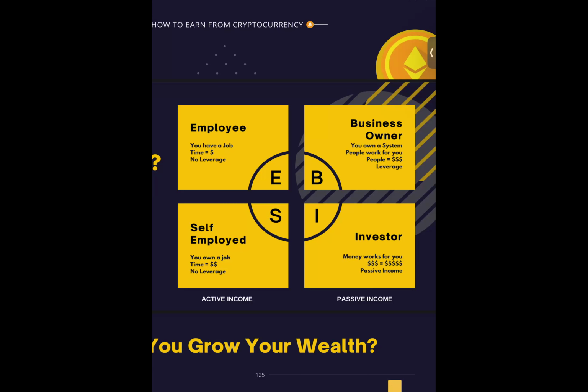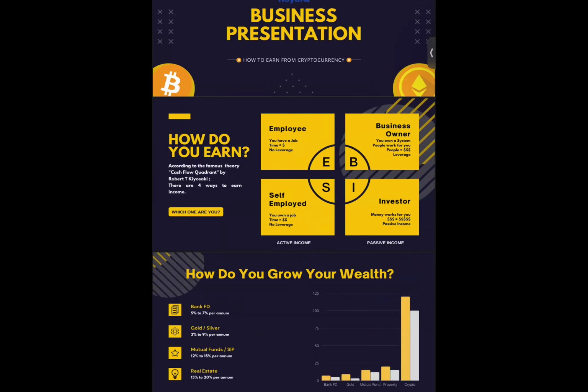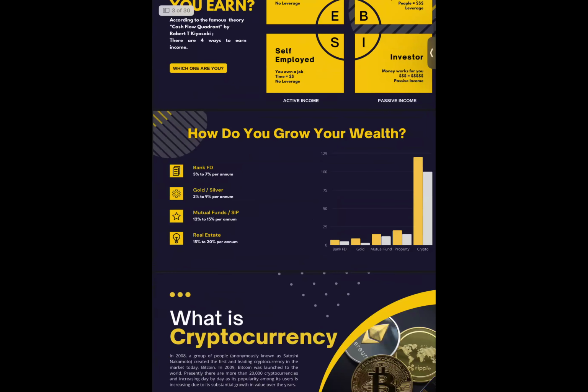Great. Now that I've introduced you to the four quadrants, or the four ways to earn money, let us go to how to grow your wealth, because that is very, very important. If you don't know how to grow your wealth, you can lose it all. Do you get it? You can lose everything. So growing your wealth really matters. It's very, very important. And what are the ways we can grow wealth?